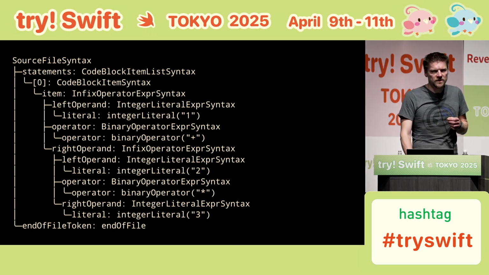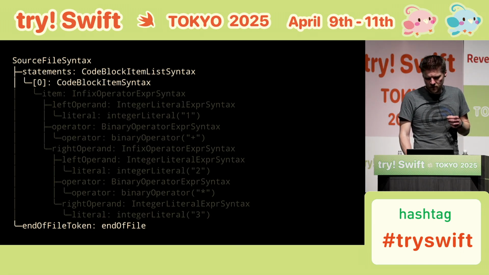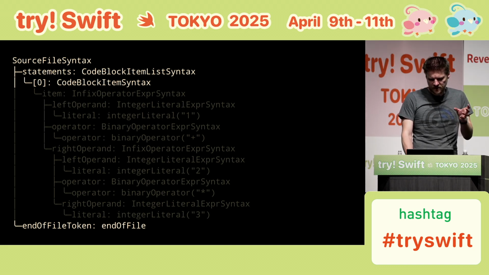So if you recall the syntax tree from earlier, the Swift syntax parser always returns a source file syntax node. Even for a single line expression, that gets packaged as a statement inside a code block inside a source file, and it's terminated by an end of file token.